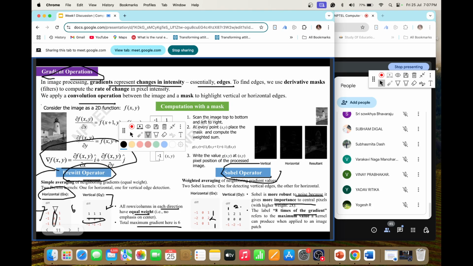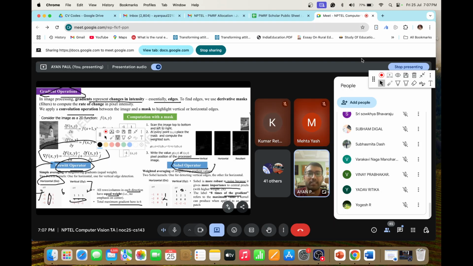By this filter we will get the horizontal gradient, by this filter we will get the vertical gradient, and if we take the resultant of this, that is the square root of the x square value plus the y square value, we will get the resultant. So this picture is not clear, but I will show you in the form of code, so that will be more clear to you all. Okay, so this is the concept. Is it clear to all of you?